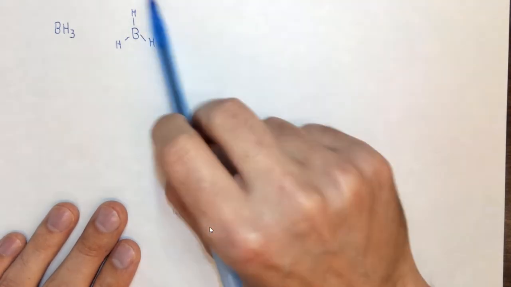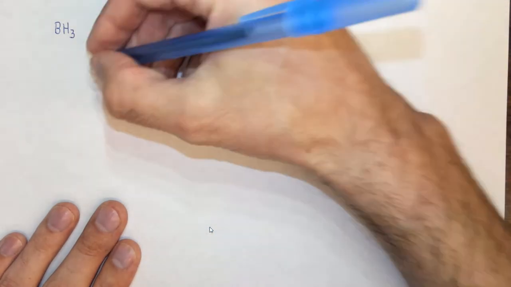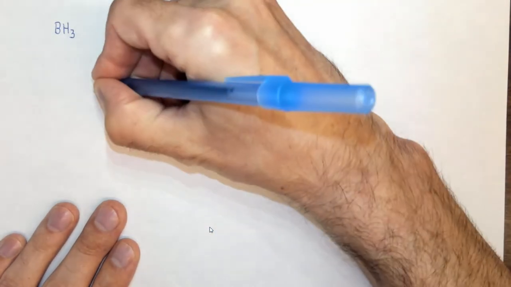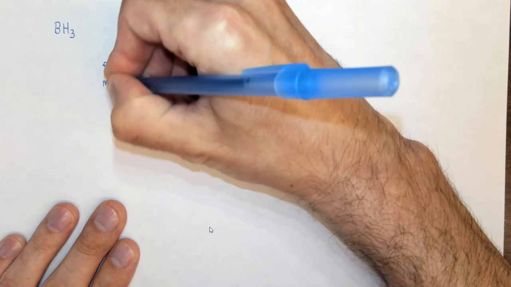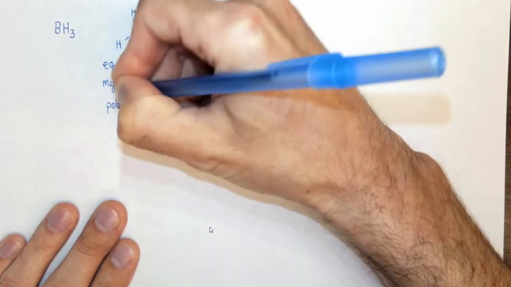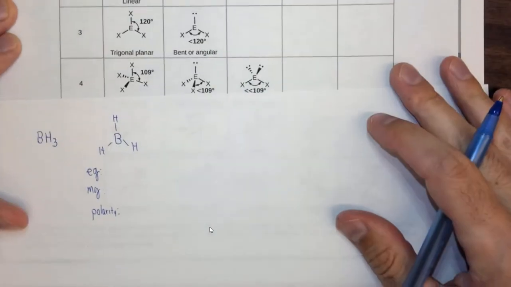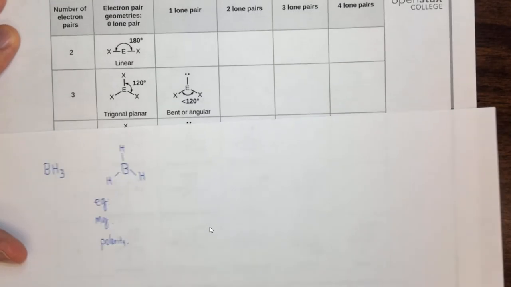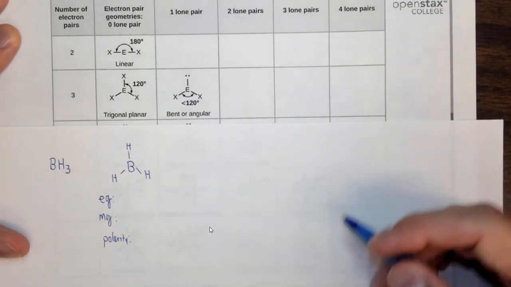So this is BH3. I want to find the electron geometry, the molecular geometry, and the polarity. And the polarity means polar or nonpolar. So these are the three things that we covered in this section that I want to find. I'm going to have to use this table in order to do this. So this is what I'm going to do here.